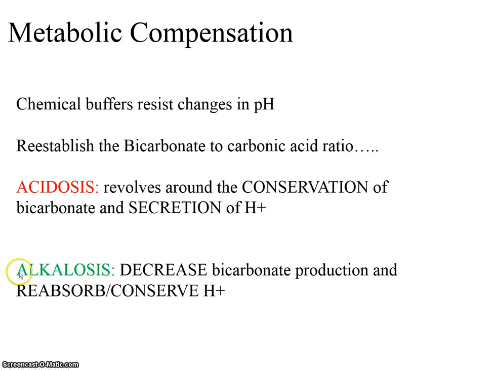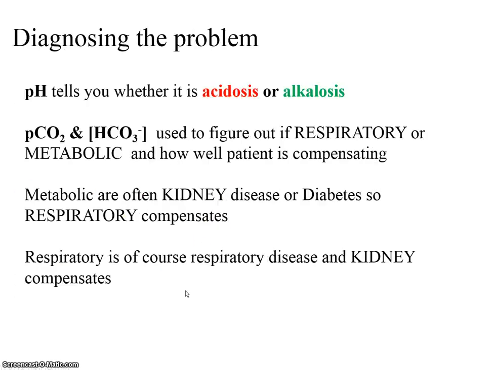Alkalosis, right? Metabolic alkalosis, since this is metabolic, you're going to decrease bicarbonate production, right? Because that's a base. You have enough bases. You have more than enough bases. And you're going to reabsorb or conserve hydrogen ions. And of course, you would see the results of this in a change in the pH of urine.